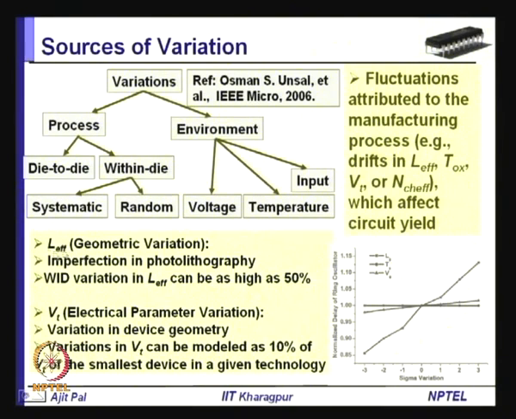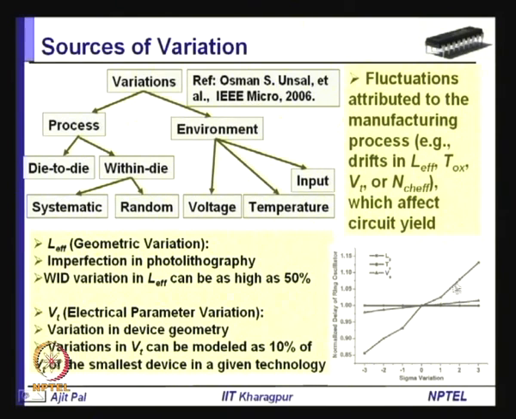So, L effective is the effective channel length. This variation occurs because of the imperfection in photolithography, as I have told, and the variation in effective channel length can be as high as 50%. And threshold voltage variation, that is your electrical parameter variation, is also because of variation in device geometry, and variation in Vt can be modeled as 10% of the Vt of the smallest device in a given technology. So, we find that various physical parameters are changing: channel length, thickness of the silicon dioxide, doping concentration, and so on, but simulation results have shown that the variation of the channel length is the widest.